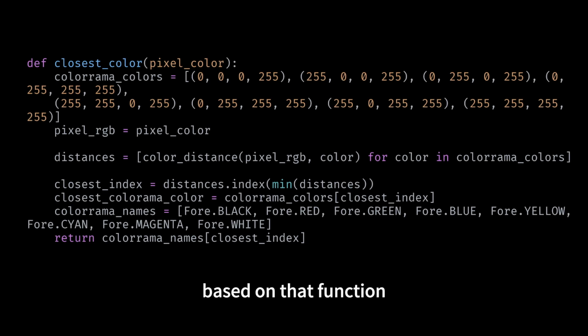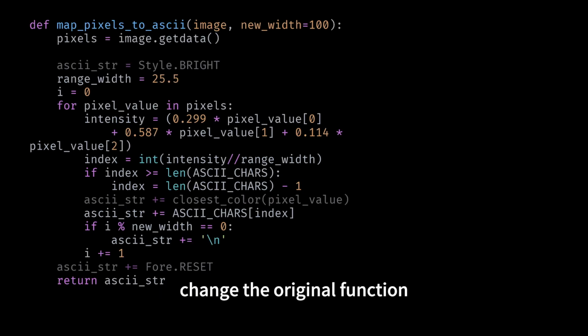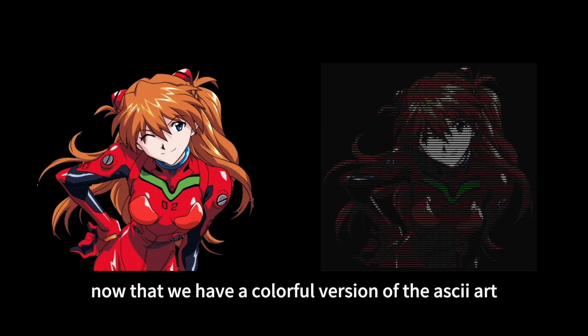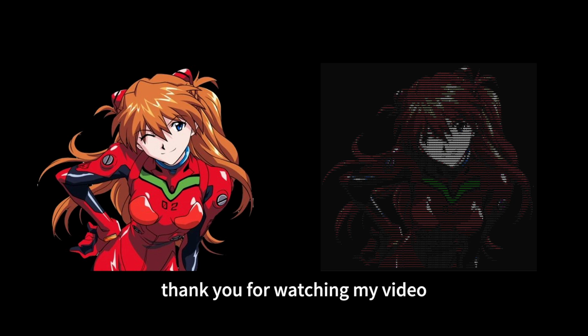Based on that function, we can choose the closest color from the preset of the terminal. Choose the color with minimum distance and get a terminal controller from Fore. So the last thing we need to do is to change the original function and add a character controller before each character. Now we have a colorful version of the ascii art.